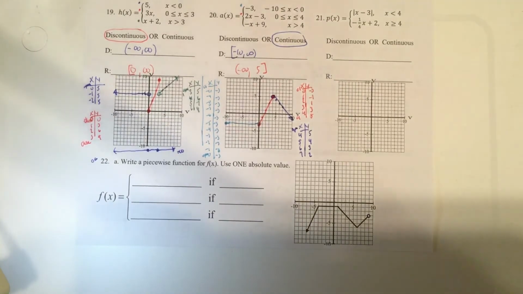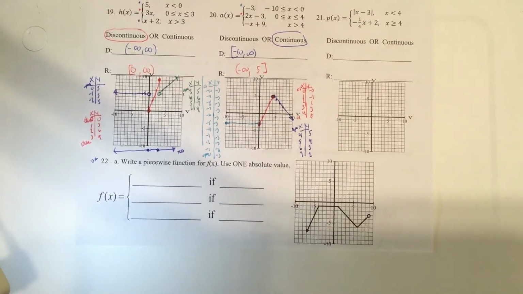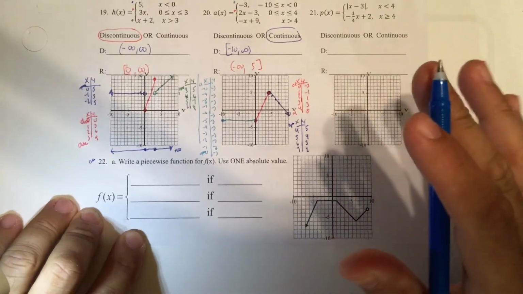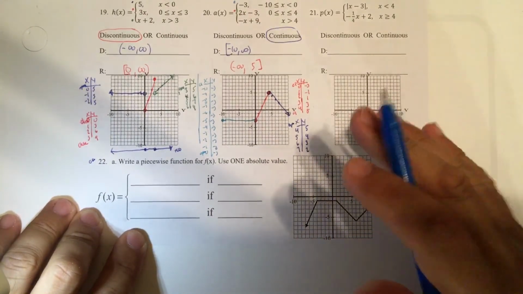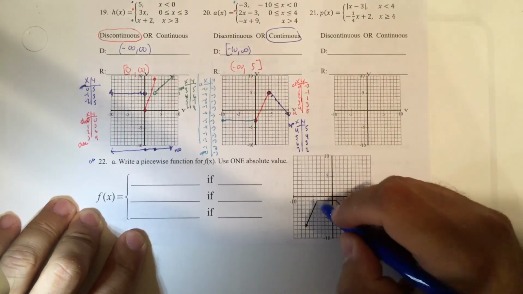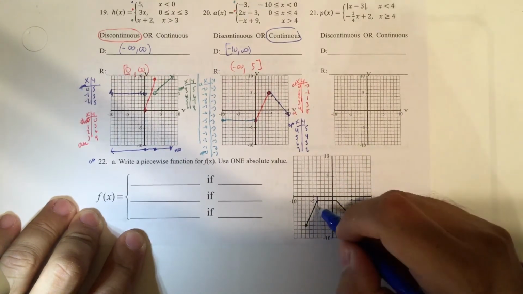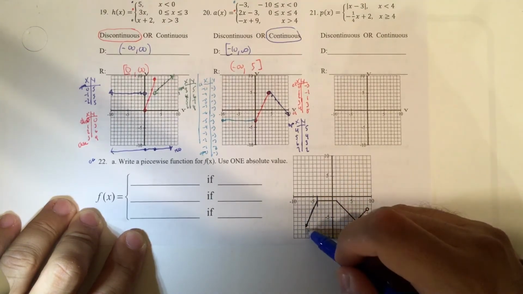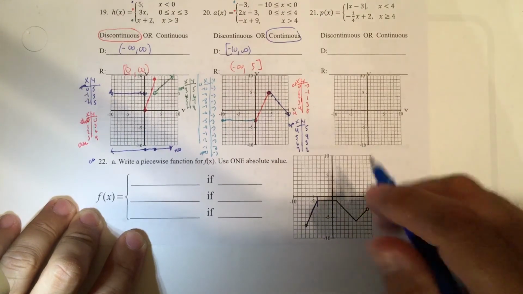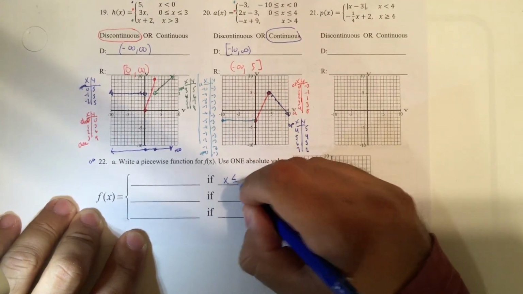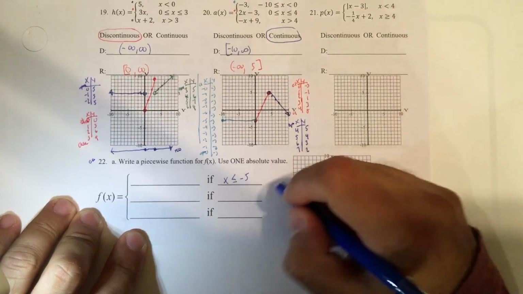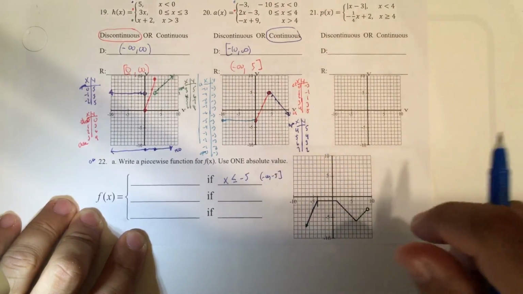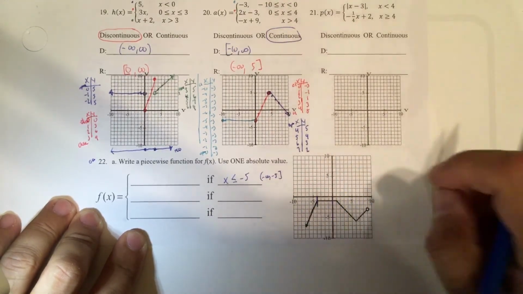So it says write a piecewise function for f of x, use one absolute value. All right, so for me personally, we talked about notation. You can use set builder, you can use interval, that's your choice. But we know right here, so that's our first piece, that's a linear line. So I'll do the restriction. This is negative infinity to -5, so x is less than or equal to -5. Or you could say negative infinity to -5. That is your choice, how you want to do that. All right, these are just the domain restrictions.